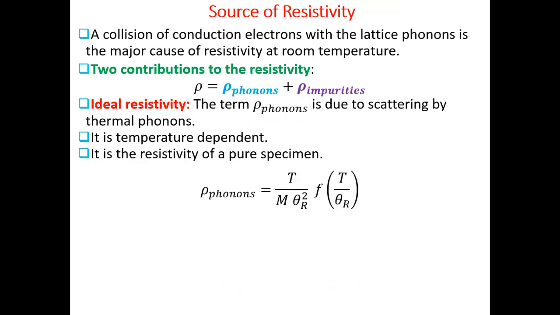This is the empirical formula for resistivity due to phonons, that is the ideal resistivity. Here m is the mass of the atom and theta r is the resistivity-dependent temperature, very close to d by temperature, and this f of d by theta r is very closely equal to 1 at high temperatures, say room temperature. So that means at high temperatures we can say that rho phonons is simply equal to T divided by m into theta r square.